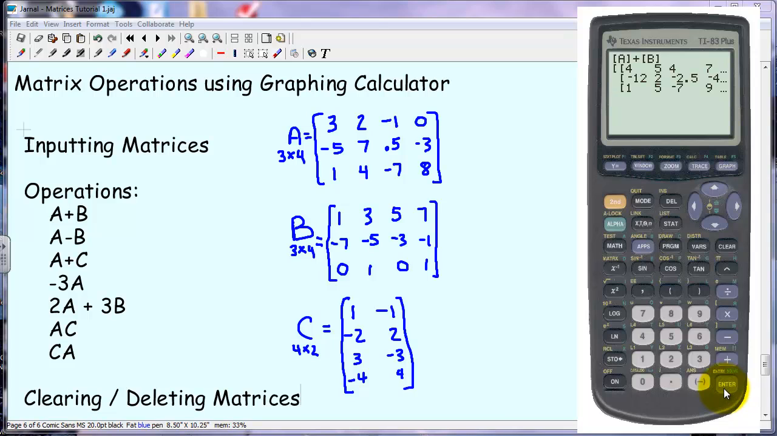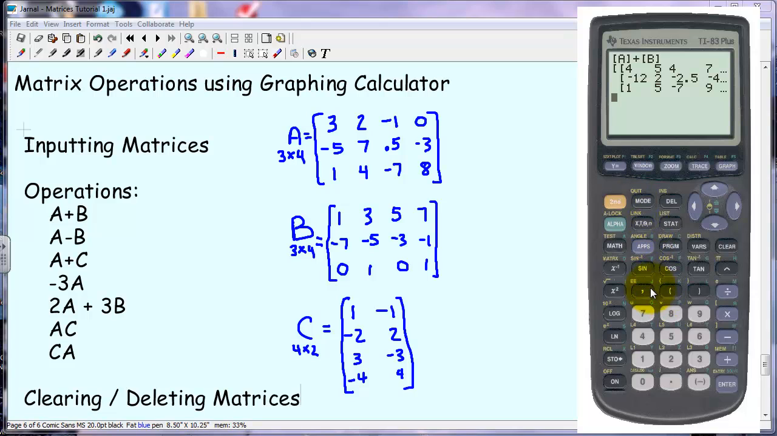Hit enter. Now you can see here the matrix doesn't fit completely on the screen. When we have dot dot dot here, it means we can scroll to the right to see all the items. Each row is in a bracket, and then the entire matrix is in a bracket when we do this on the calculator. So that's A plus B.